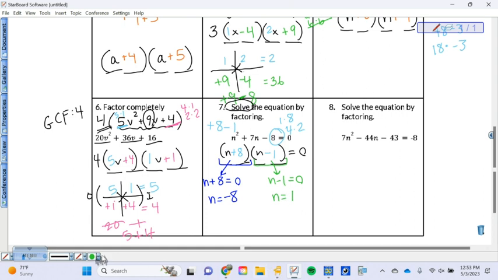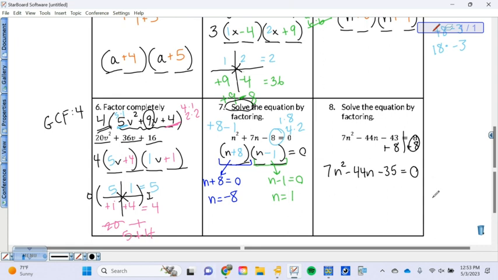Now let's look at 8. What's different about 8 than 7? It equals negative 8 instead of 0. I have to make one side equal 0. So how am I going to make negative 8 0? Add 8. Right? So now this is 0 on this side. What's negative 43 plus 8? Negative 35. Right? And everything else stays the same. 7n squared minus 44n minus 35 equals 0.